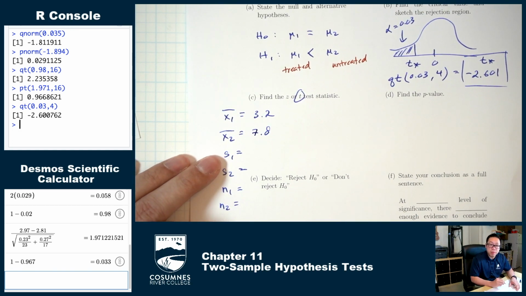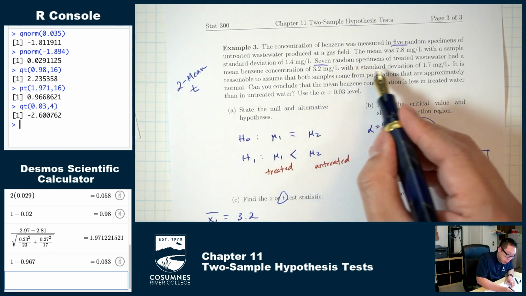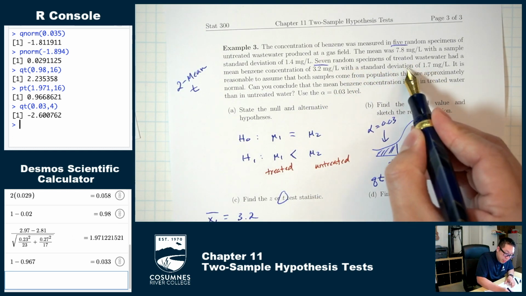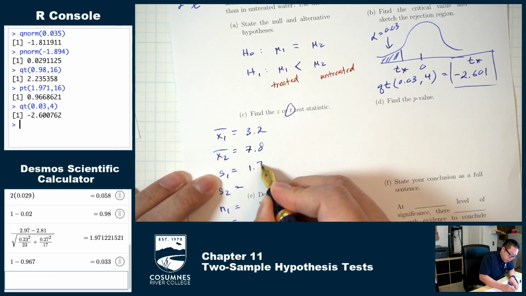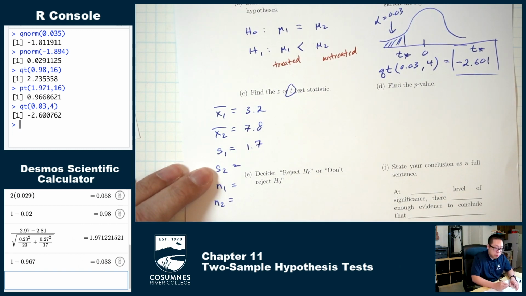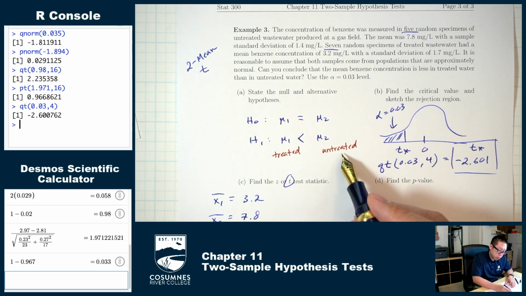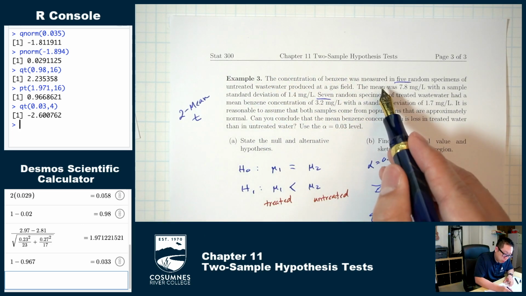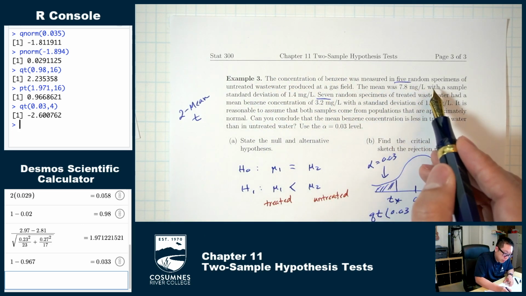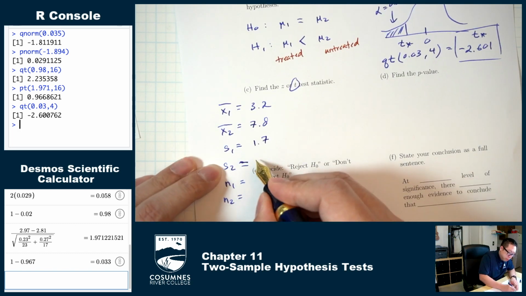S1, standard deviation for treated water. Standard deviation for treated water is 1.7. S2, standard deviation for the untreated water. Untreated water was talked about first. Untreated water, standard deviation is 1.4.